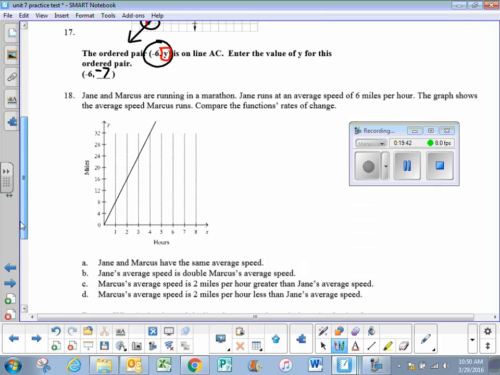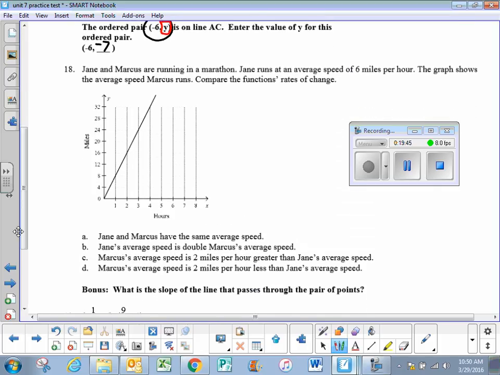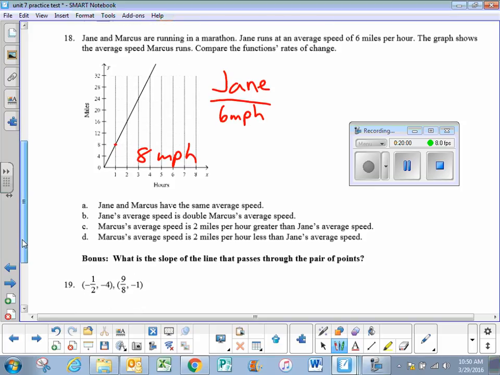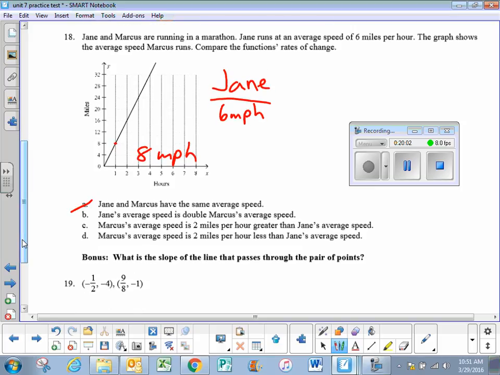Jane and Marcus, how fast is Jane running? 6 miles per hour. Okay. How fast is Marcus running? 8 miles per hour. Good. Okay. What's true? Do Jane and Marcus have the same average speed? Is Jane's average speed double Marcus's? No, it's less. Is Marcus's average speed 2 miles per hour greater than Jane's? Yes. Is Marcus's average speed 2 miles per hour less? No. So that's C.